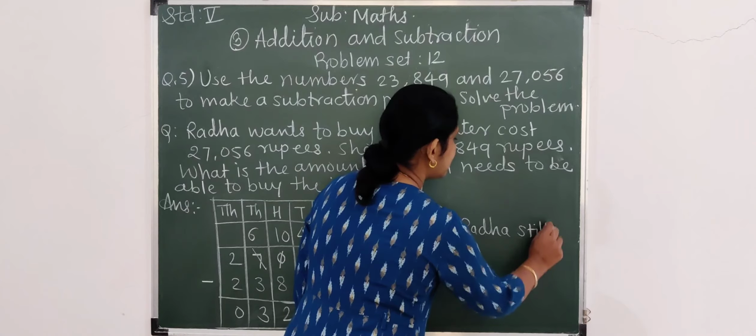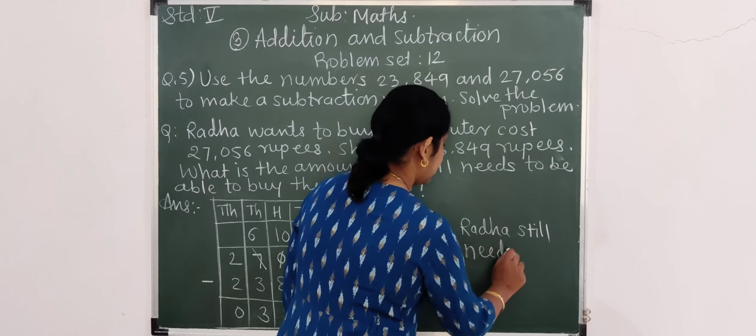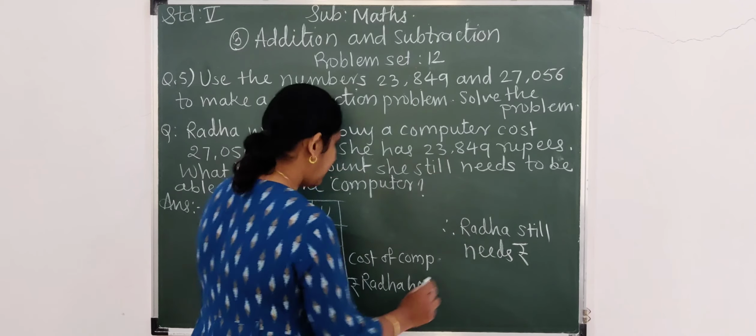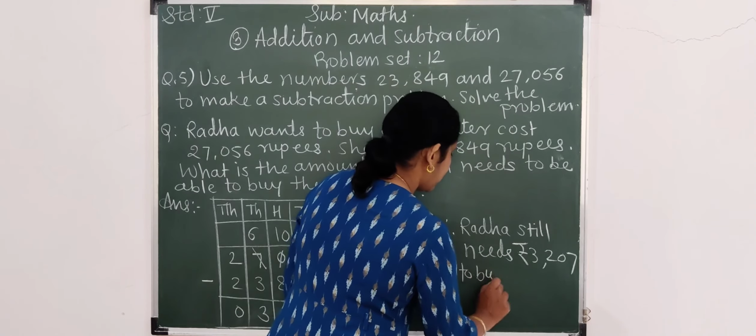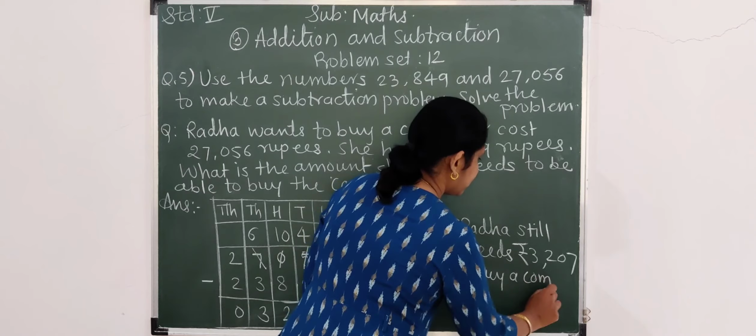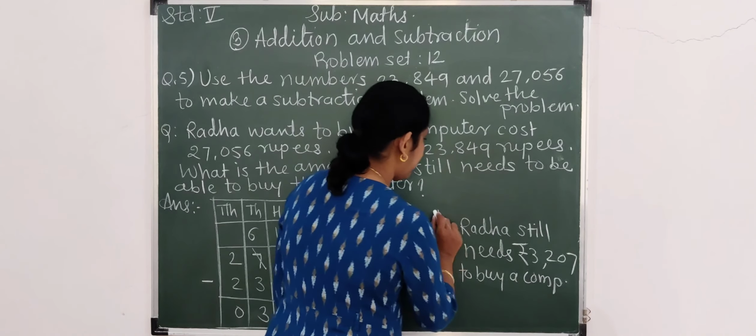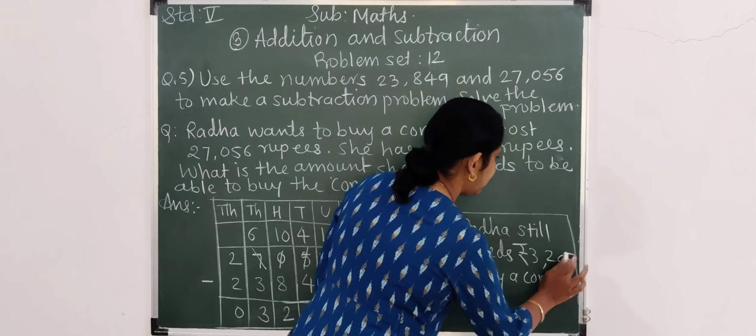So I will write over here at the end, Radha still needs rupees 3,207 to buy a computer. Okay, make a square box for the final answer.